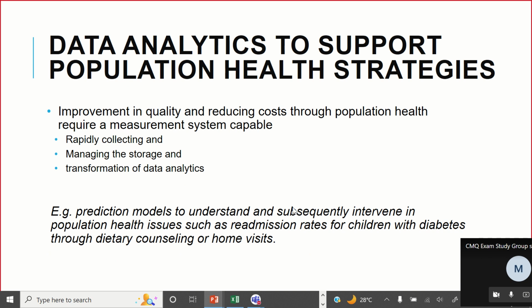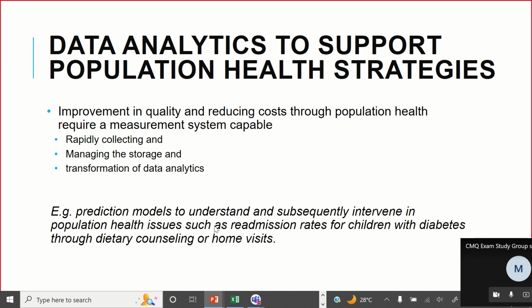Still under the same population health issue, they're talking that improvement in quality and reducing costs through population health requires a measurement system that's capable of rapidly collecting data, managing the storage of the data, as well as managing the transformation of the data into analytics. So all of these elements are required in order to be part of population health.